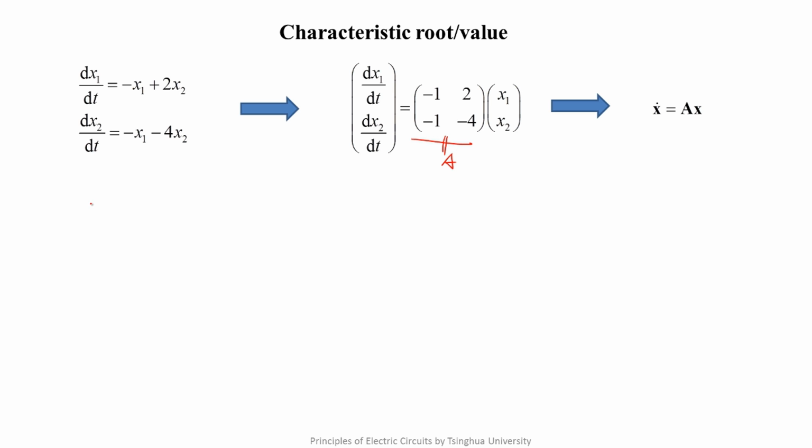The characteristic equation of a square matrix is such a determinant, in which lambda is a variable and I is an identity matrix. For this 2 by 2 matrix, the elements of its identity matrix are 1, 0, 0, and 1. In other words, only the elements on the diagonals are 1 and other elements are all 0.